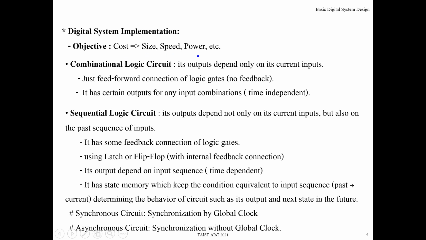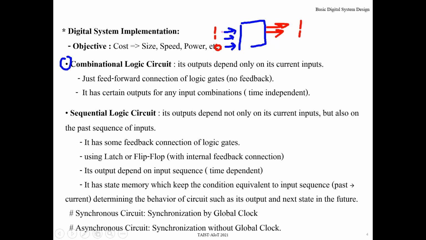And there are two types of digital circuit. The first one is the combinational logic circuit. The second one is the sequential logic circuit. For the combinational logic circuit, for example, this one, if I apply input 1, 1, 0, the output may be 1, 1.